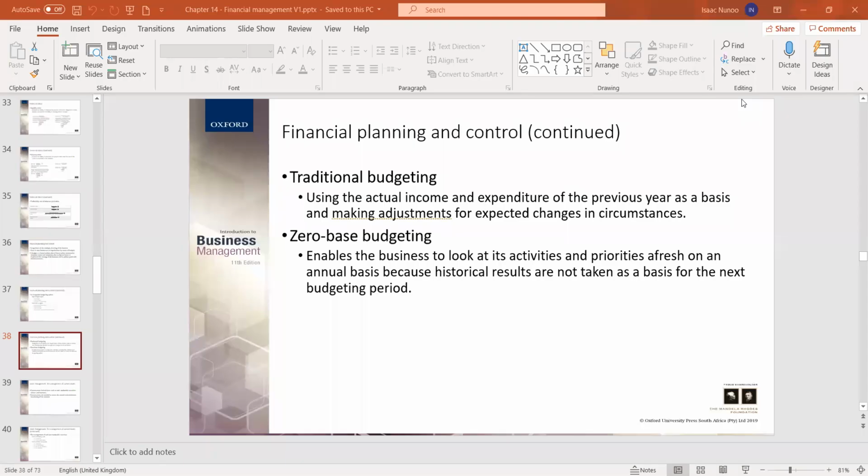So I've already talked about traditional budgeting, and another form of budgeting is zero-based budgeting. Zero-based budgeting enables businesses to look at their activities and priorities afresh on an annual basis. It leads to a better prioritization of resource allocation and more efficient businesses.